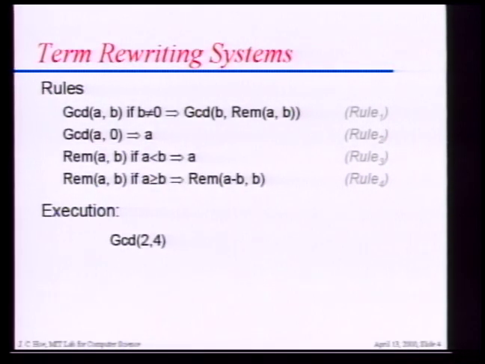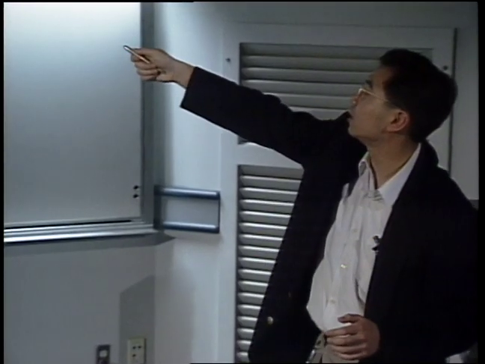And a rule has a pattern and a predicate condition. And given a term, for example, here we have GCD of 2, 4. If the pattern matches the term and the predicate condition can be satisfied, we say we can apply this rule to rewrite this term according to the right-hand side expression. So applying the rule to this term, we get this new term.